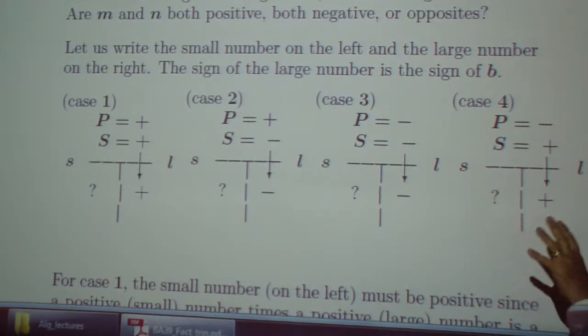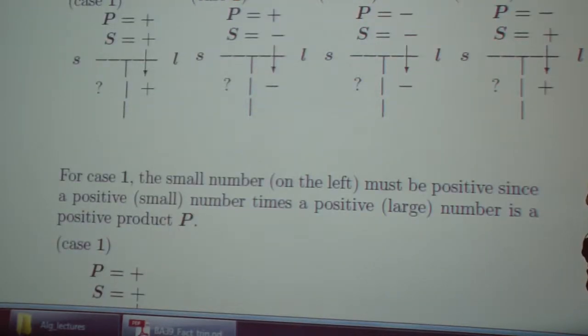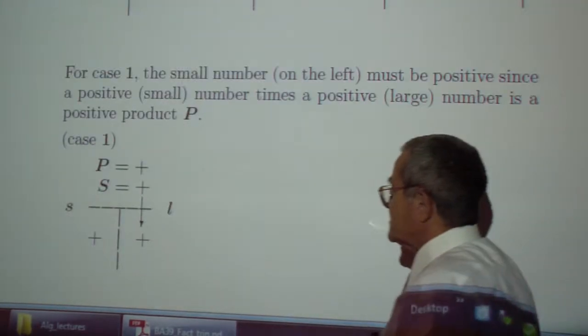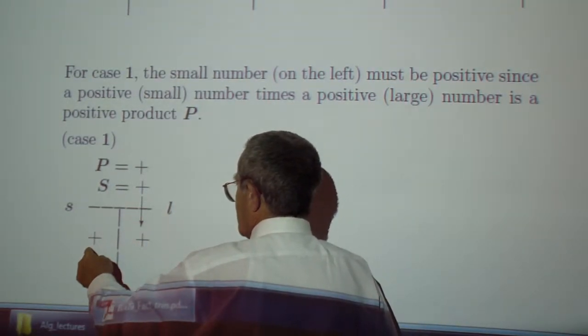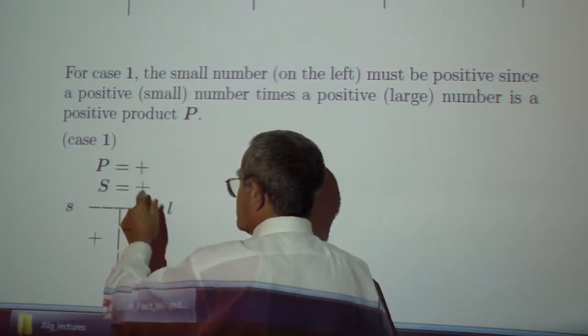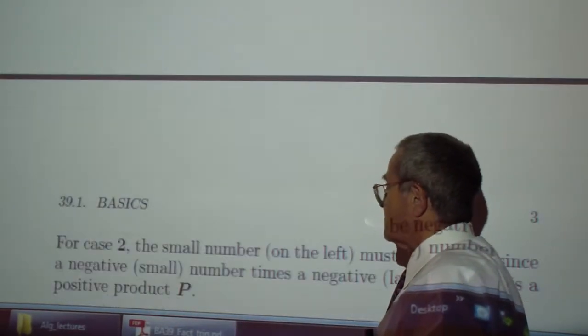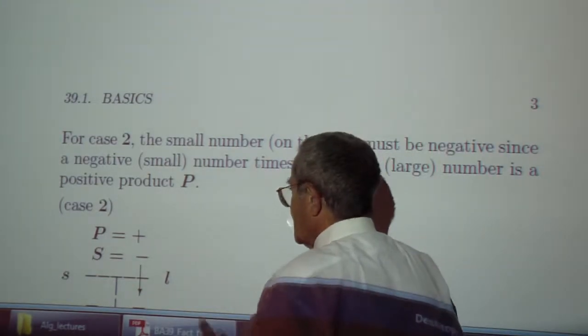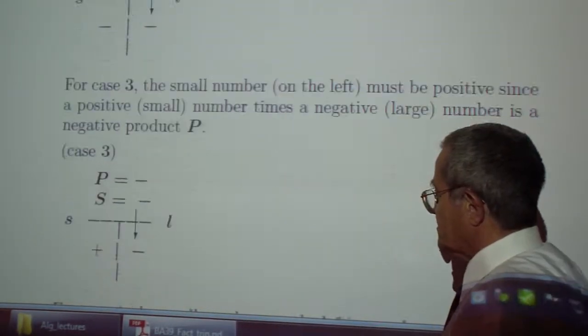Once you have the sign convention correctly, it will be much easier to get to the numbers as quickly as possible. For case 1, as I said, the sum is positive, so the other number must be positive also for the product to be positive. And for case 2, I just went over it up there, so this is just a repetition of what I just told you.